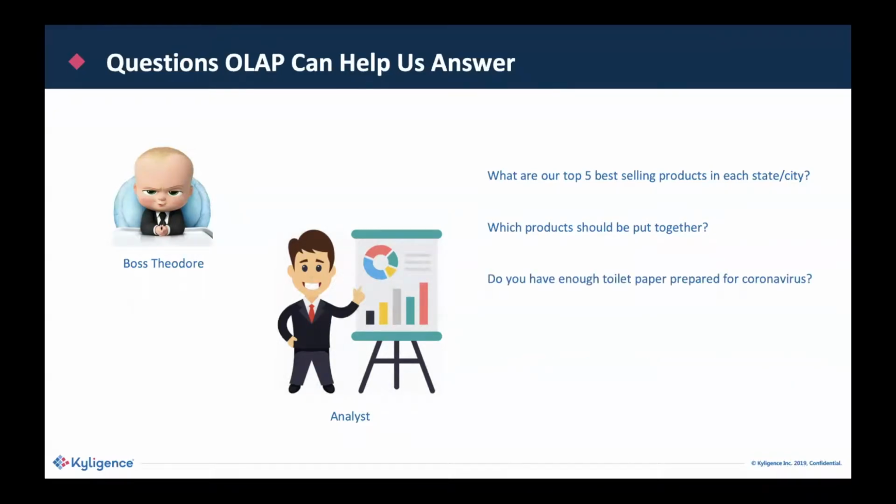Do you have enough toilet paper prepared for coronavirus? Can OLAP help us answer this? Yes, I'm not kidding. We can analyze average toilet paper consumption per family to know if you have enough toilet paper for maybe the next 2 months. Who owns this supermarket? No, you forgot your boss's name? Just kidding. Actually, this is not a typical problem OLAP can solve.